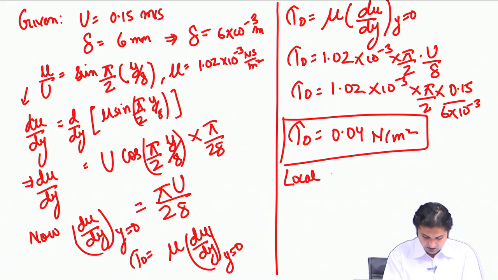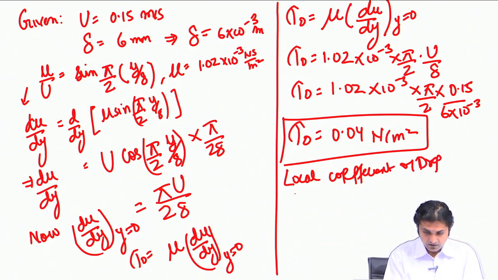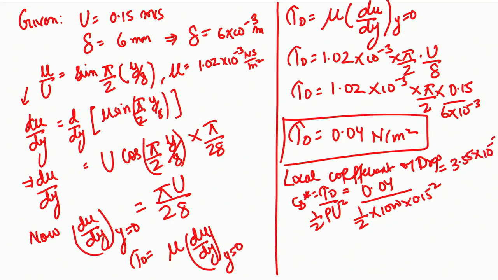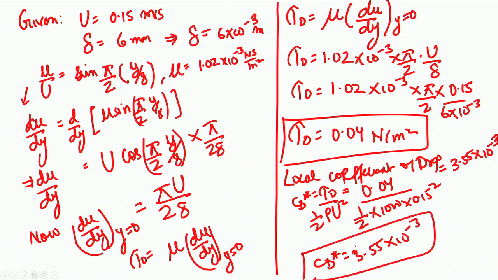So local coefficient of drag, CD star is given as tau naught by half rho capital U square, and simply putting in the values, 0.04 divided by half into 1000 and U is 0.15 whole square, and this comes out to be 3.55 into 10 to the power minus 3, or CD star finally is 3.55 into 10 to the power minus 3.